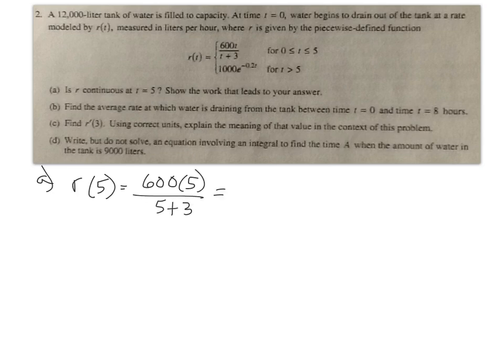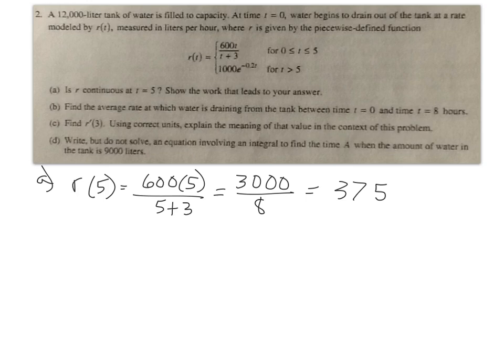So 600 times 5 is 3,000 over 8. And this is a calculator problem, so you can use your calculator to simplify that if needed. 375 is what R of 5 equals.